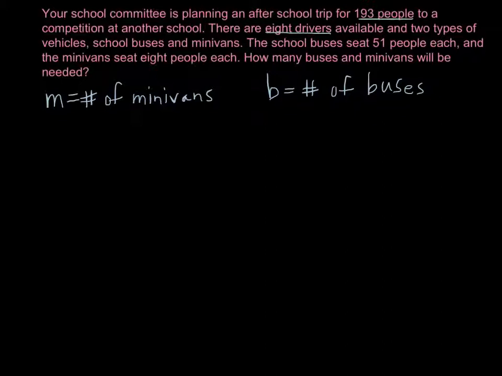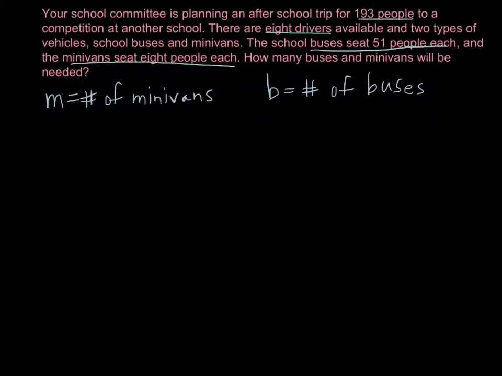Okay, and we've got 51 people on a bus and 8 people in each minivan. And I'm thinking that that's 8 people besides the driver, and it's 193 people besides the driver. That's how I'm assuming this problem goes. Okay, so we have minivans and buses, and we've got 8 vehicles total.